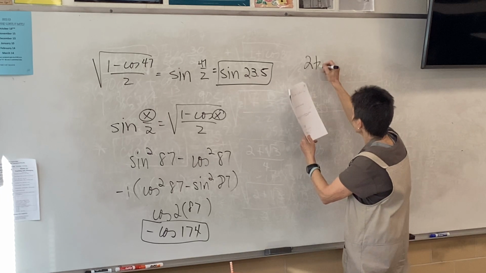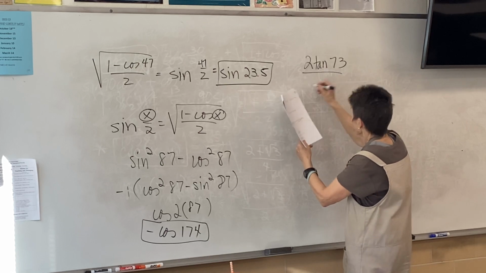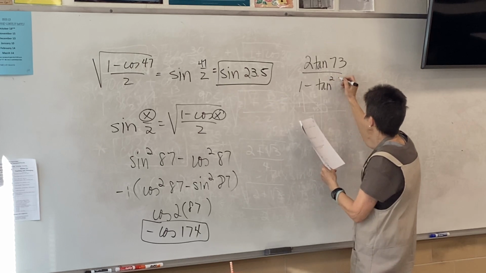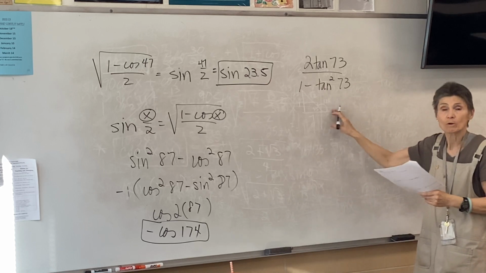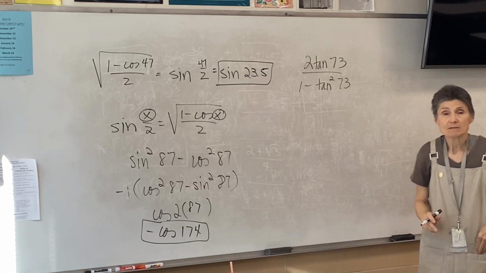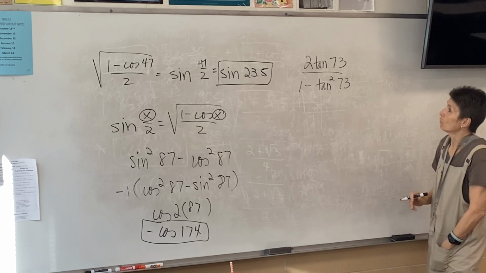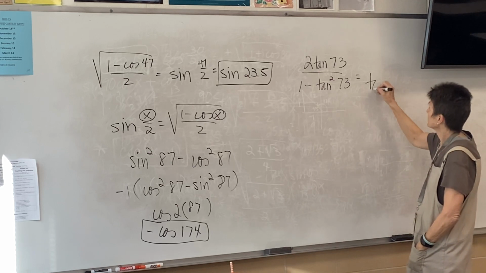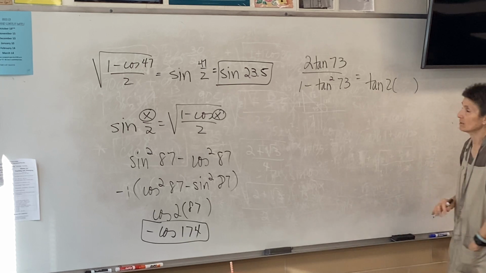All right, 2 tan over 1 minus tan squared. That is a formula. Look for it on your sheet. That is a formula for the tangent of twice the angle.